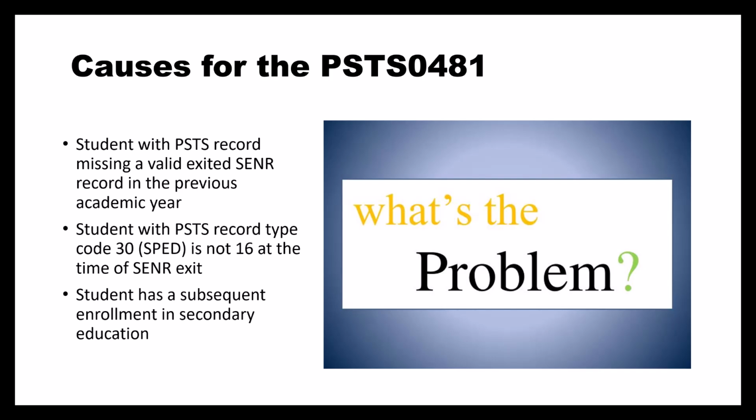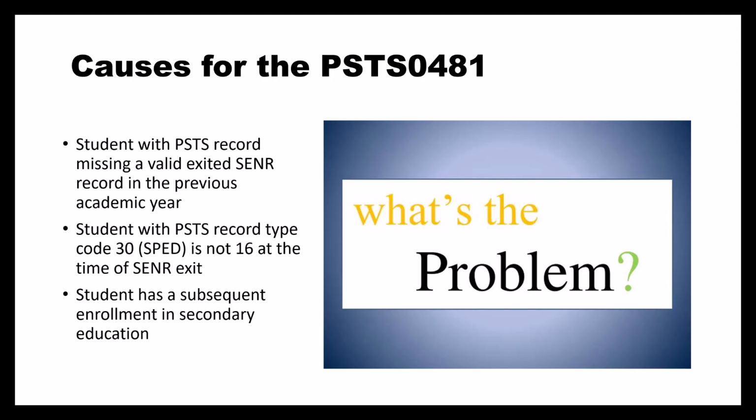So let's look at causes for the PSTS0481 error. A potential cause is that a student with the PSTS record is missing a valid exited SENR record from the previous academic year. So either the exit reason and completion status is not valid for a student to have submitted a PSTS record, or the exit date is not in the correct date range, or there is a missing SENR record altogether and the student has not been exited.